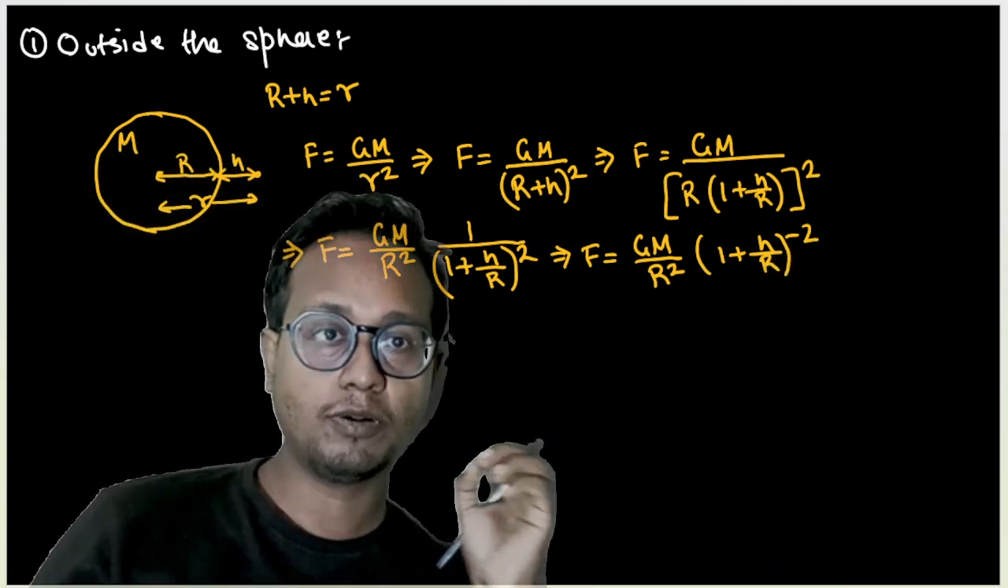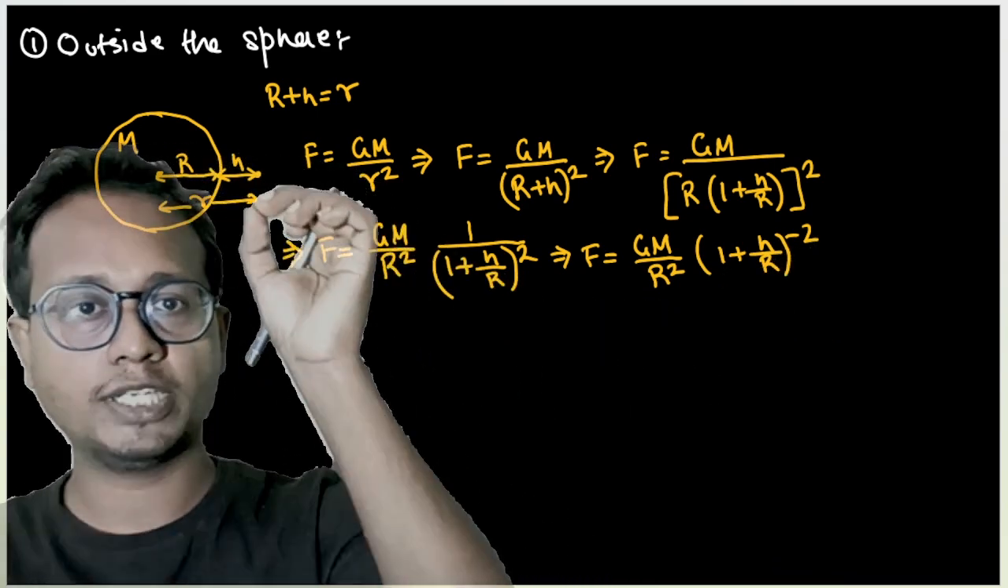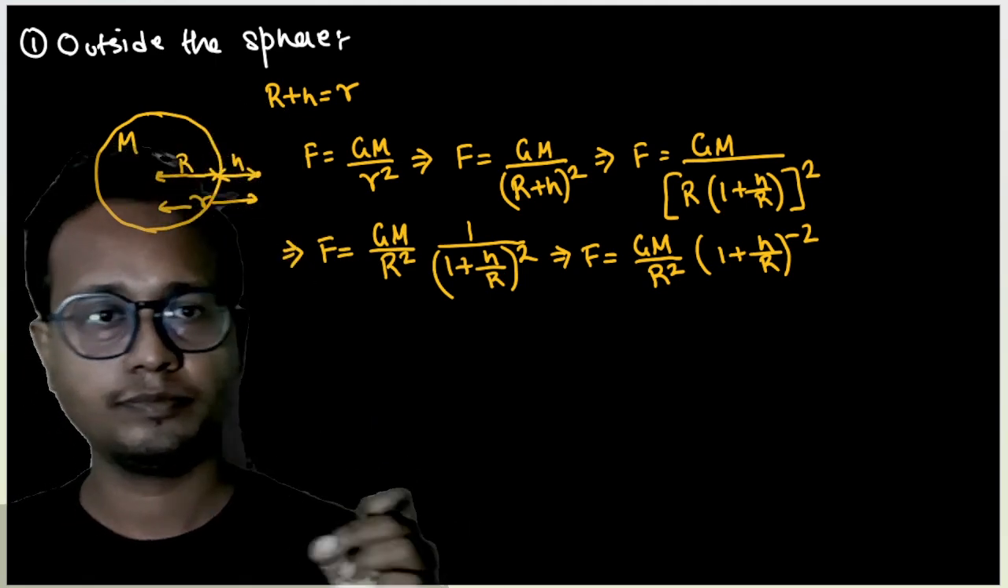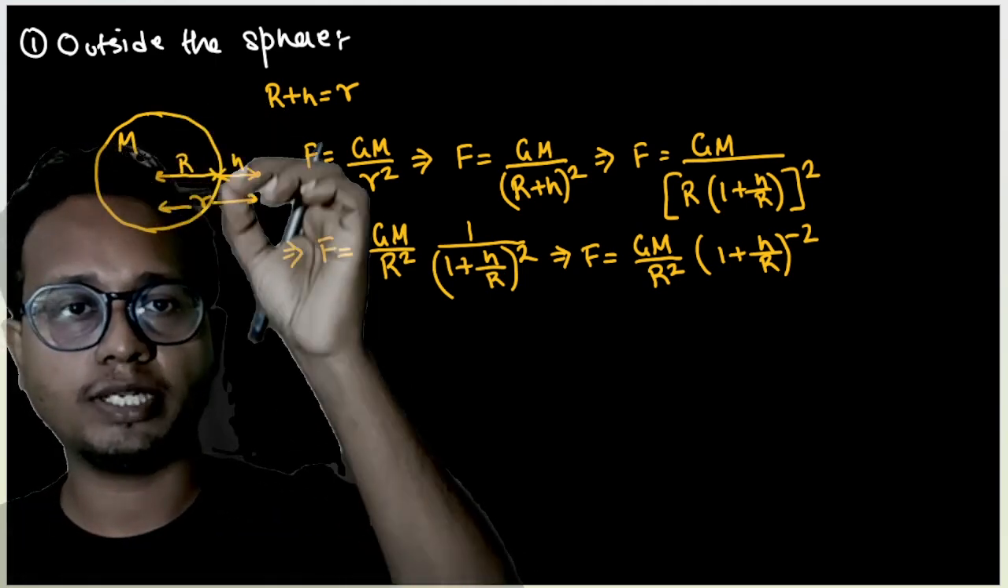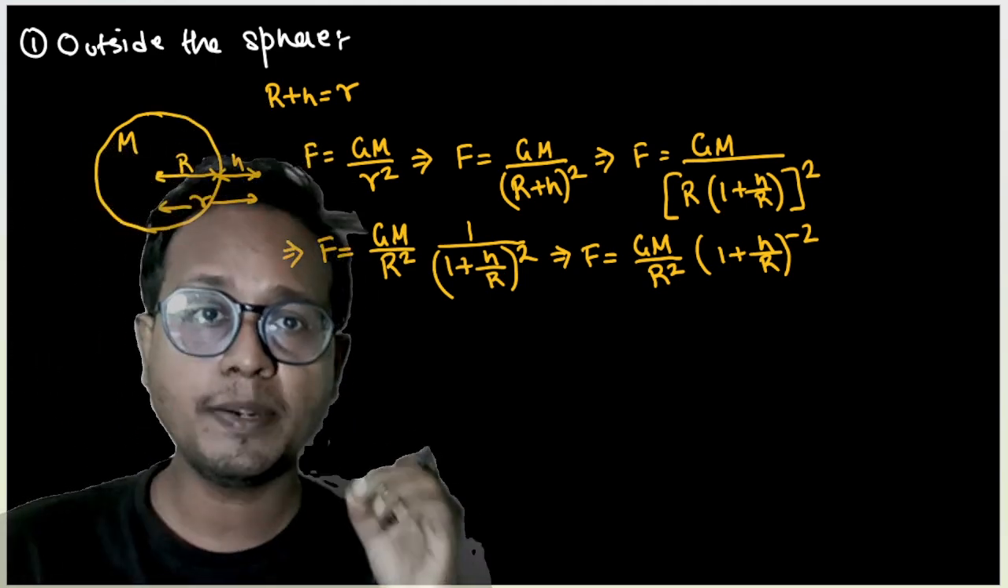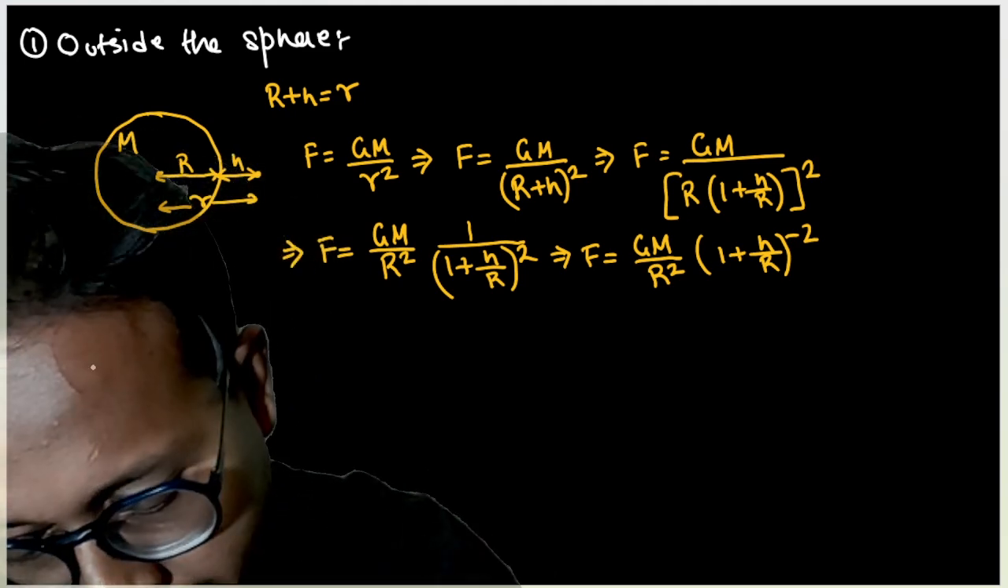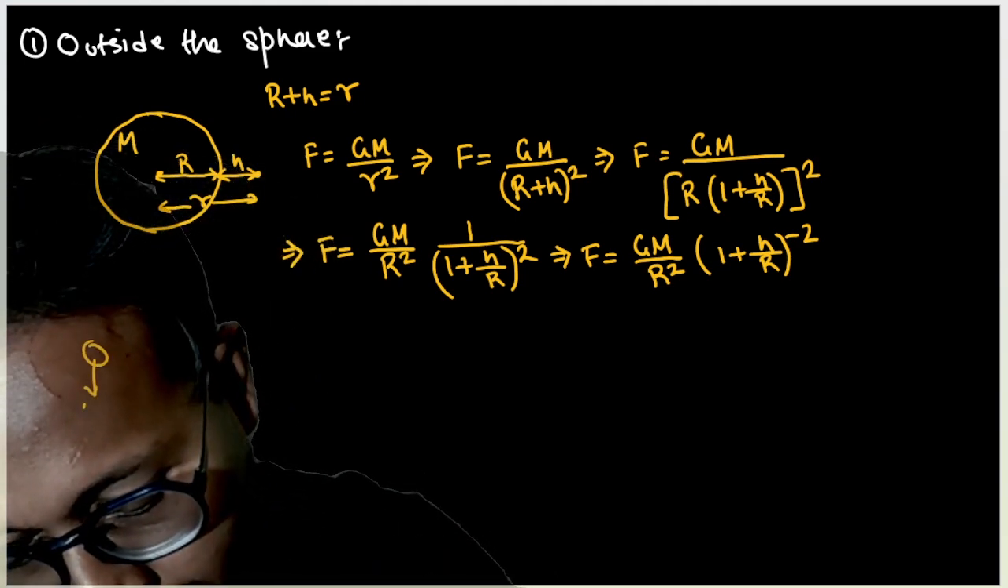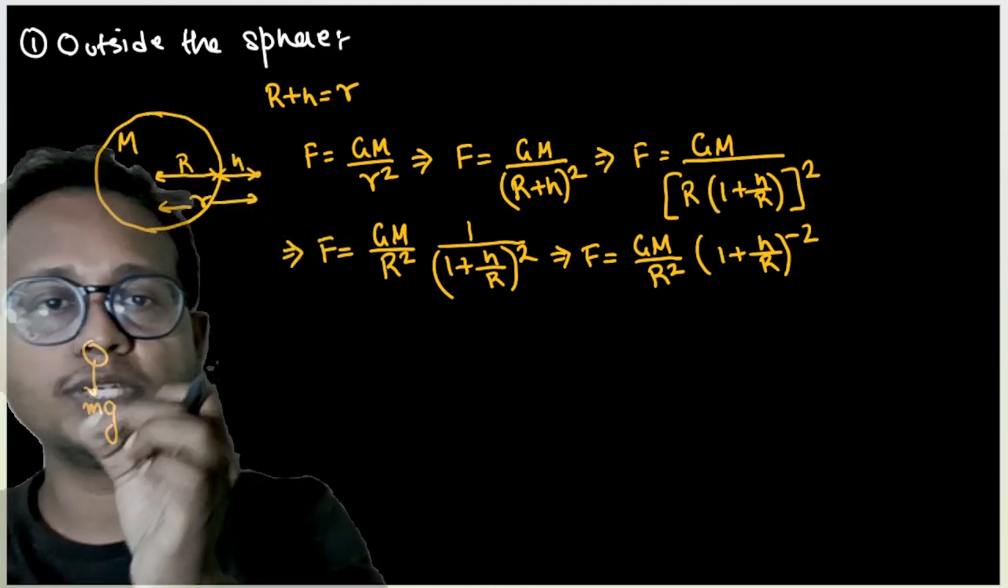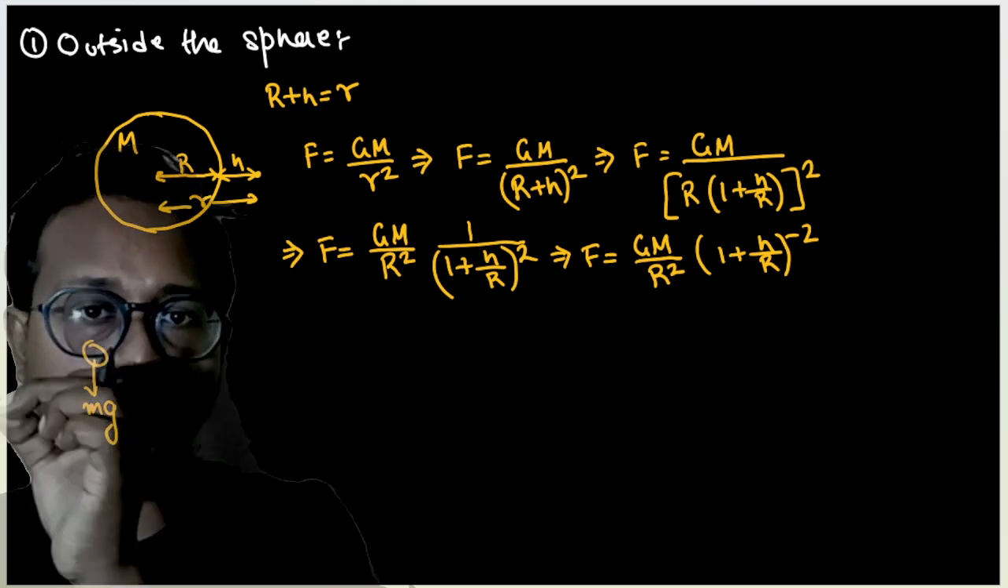Now remember or recall something. What is the value of the gravitational field at the surface? What is the value of GM by capital R square? It is nothing but 9.8, that is mg. The particle is out here, mg. Mg is nothing but the force due to gravity, from mechanics or from the first two chapters.